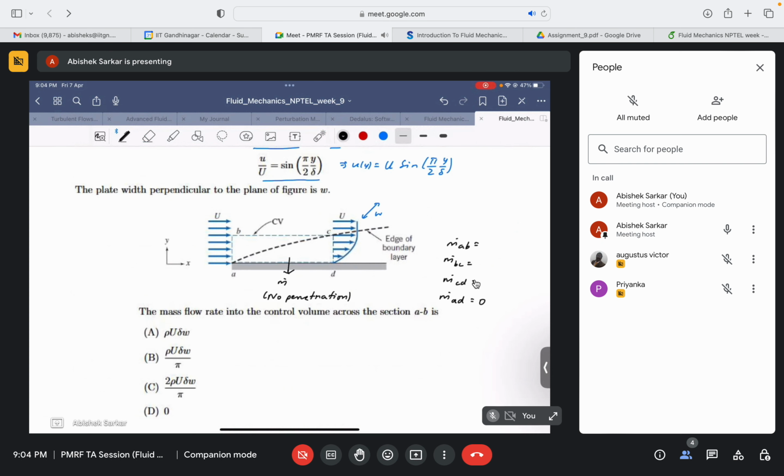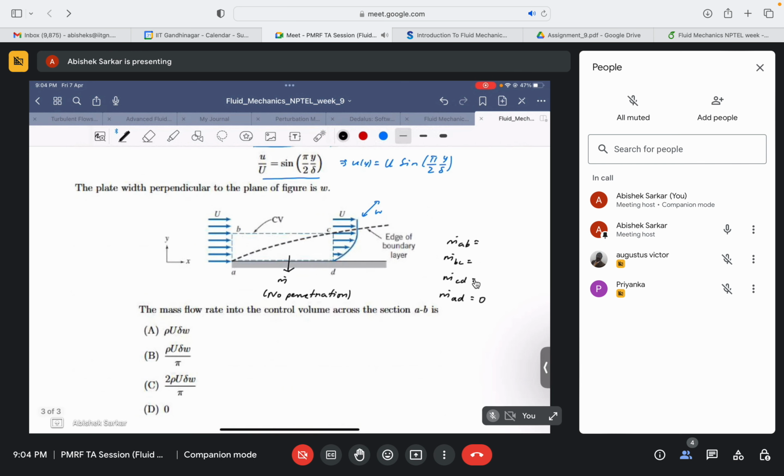And what are you telling for m dot AB, right? Rho u delta W. Okay, this is the first answer. Augustus, did you get the same answer for m dot AB? No, sir, I'm still working on that. Sure, no problem. Okay, Priyanka, I encourage you to solve the remaining parts, m dot BC and m dot CD, and let's discuss at the last what the correct answers are. You can do the rest of the mass flow rates also.